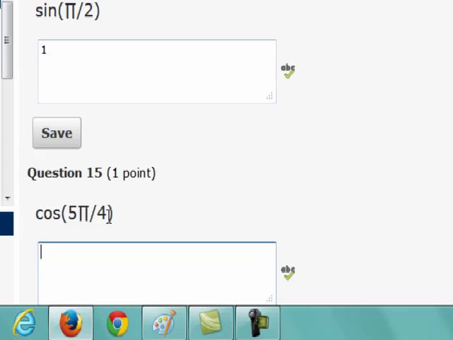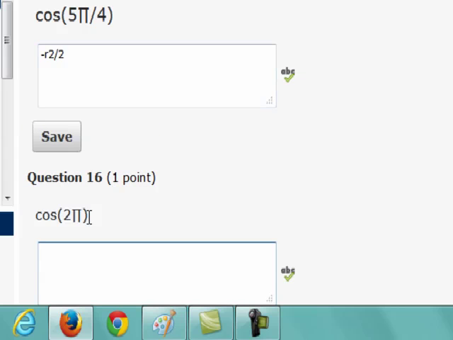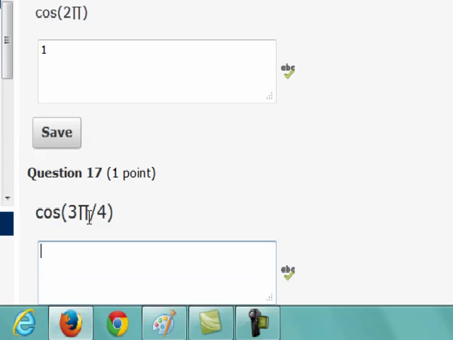Cosine of 5 pi over 4. 4 means plus or minus root 2 over 2. And that's just past, 5/4 is just past 1, so that's quadrant 3. So negative root 2 over 2. Tab, tab, tab. 2 pi, that's at the start. Cosine is 1.